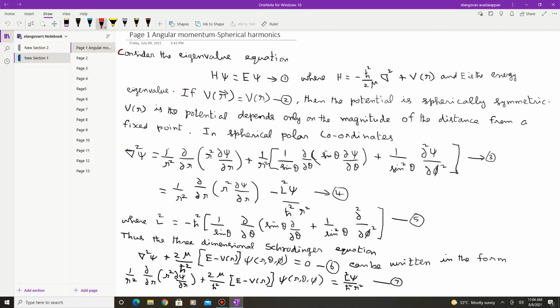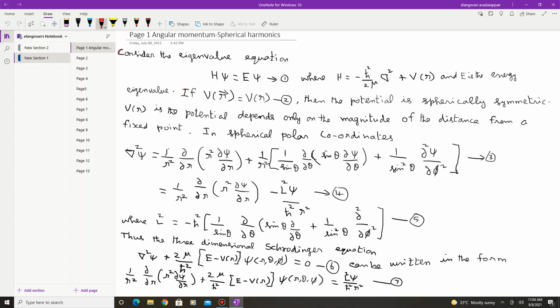In this lecture, we are going to discuss angular momentum and the spherical harmonics. Consider the eigenvalue equation, which is H psi is equal to E psi, where H is equal to minus h cross square divided by 2 mu del square plus V of r, and E is the energy eigenvalue.